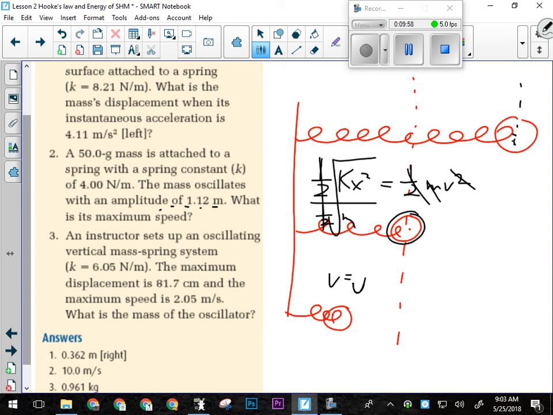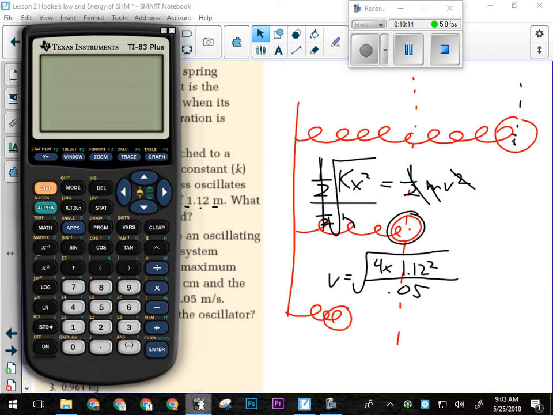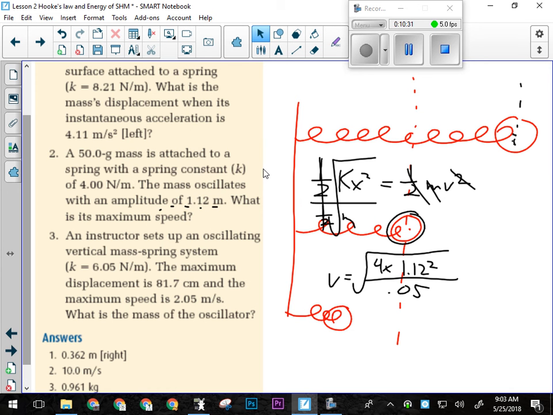All right, so v is going to equal the square root of 4 times 1.12 squared divided by 0.05 kilograms. Okay, so all right, we're looking at about 10 meters per second.